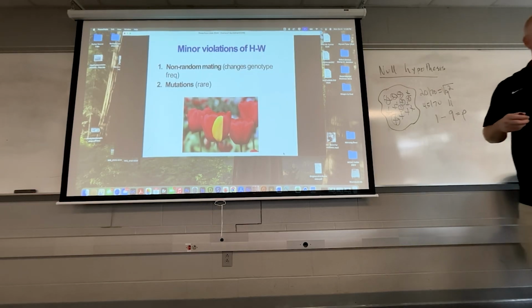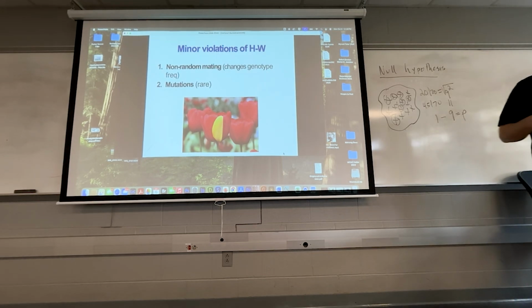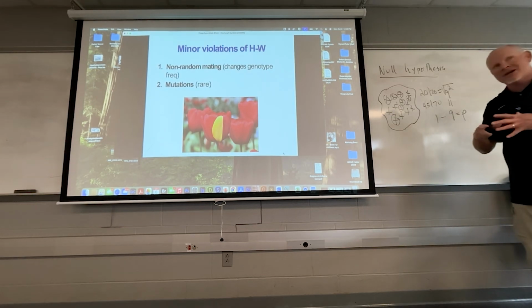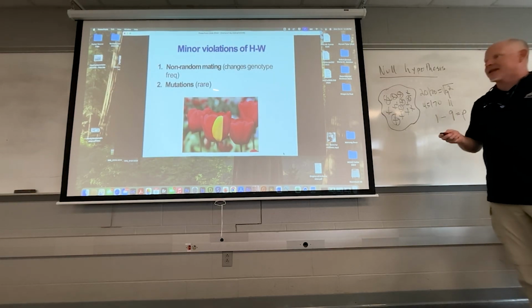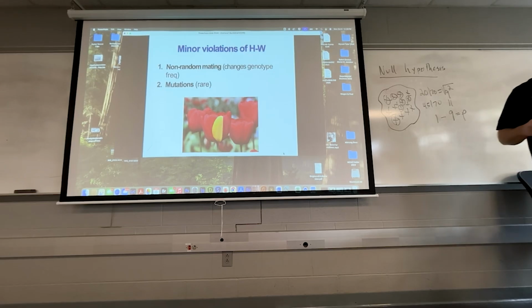Now, let's talk about the violations, because obviously in nature this doesn't happen, right? So there are minor and major violations of Hardy-Weinberg that throw our numbers out of whack, right? That give us different genotypic and allele frequencies from generation to generation. The two minor violations are non-random mating and mutation.